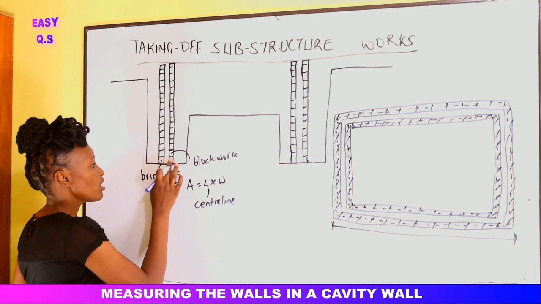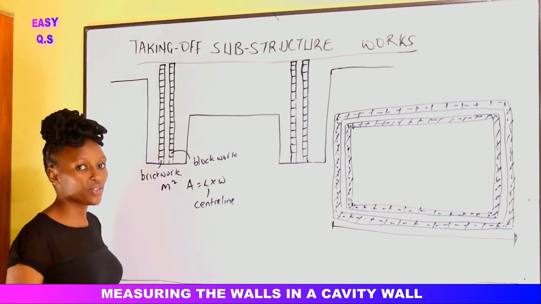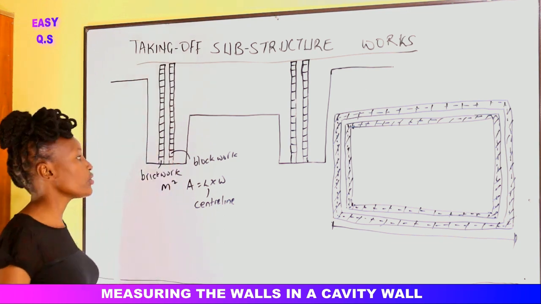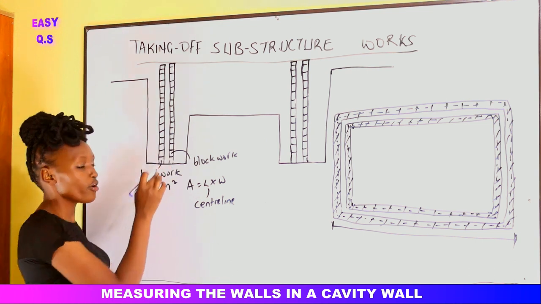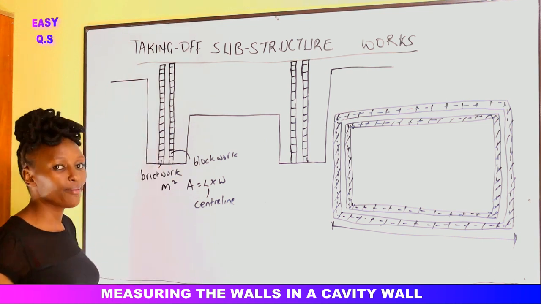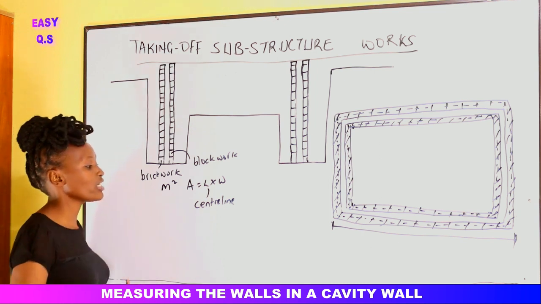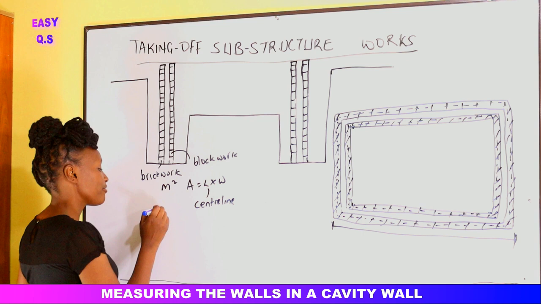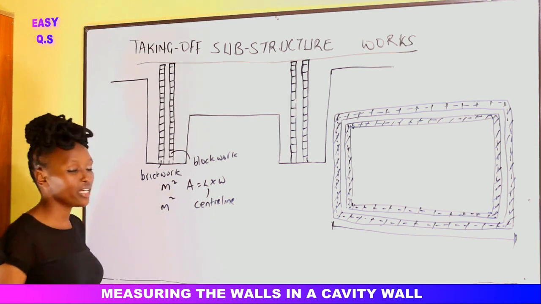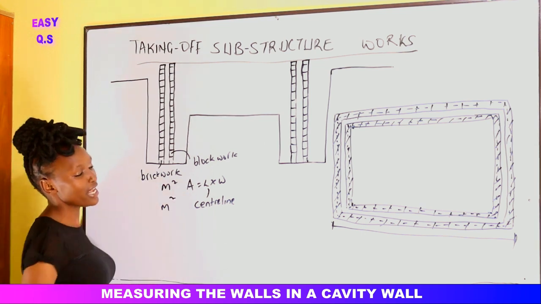You see, between the two walls we have the space here, and that space is called the cavity. So this cavity to be formed requires some labor and some materials. To account for it, in the NRM2 we are told to measure forming cavity in meters squared. So that one is the same as area again.